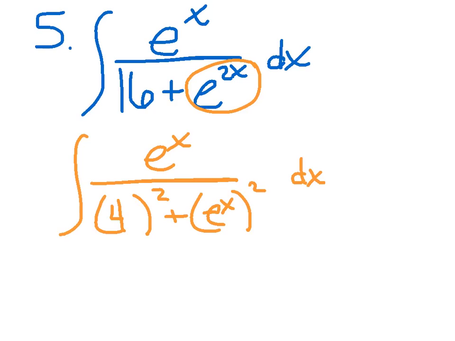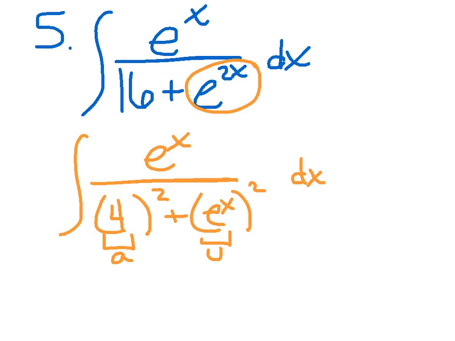And if I haven't sold you on that, think about the power to a power rule. What would you do with those exponents? Again, multiply. So x times 2 would be 2x. So when I square e to the x, I get e to the 2x, not e to the x squared. You multiply these exponents. So this is telling me that this is my a, and this is my u.